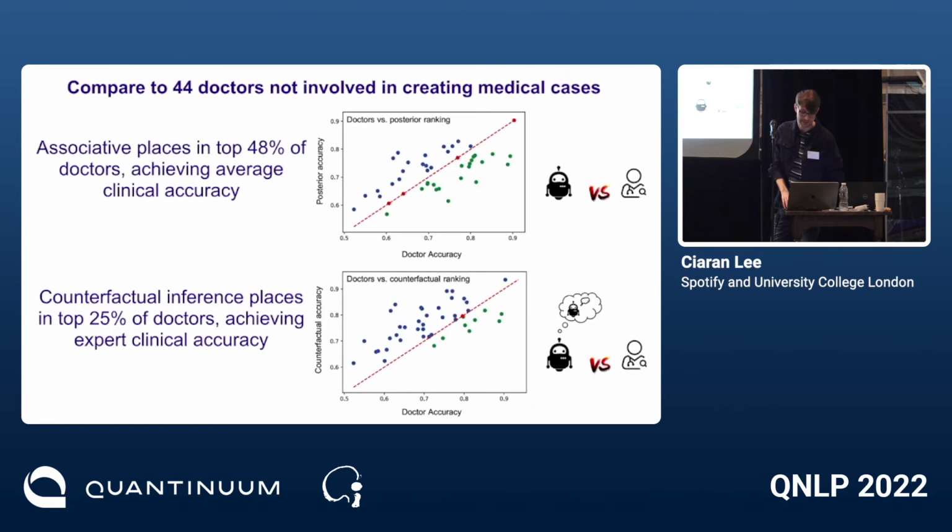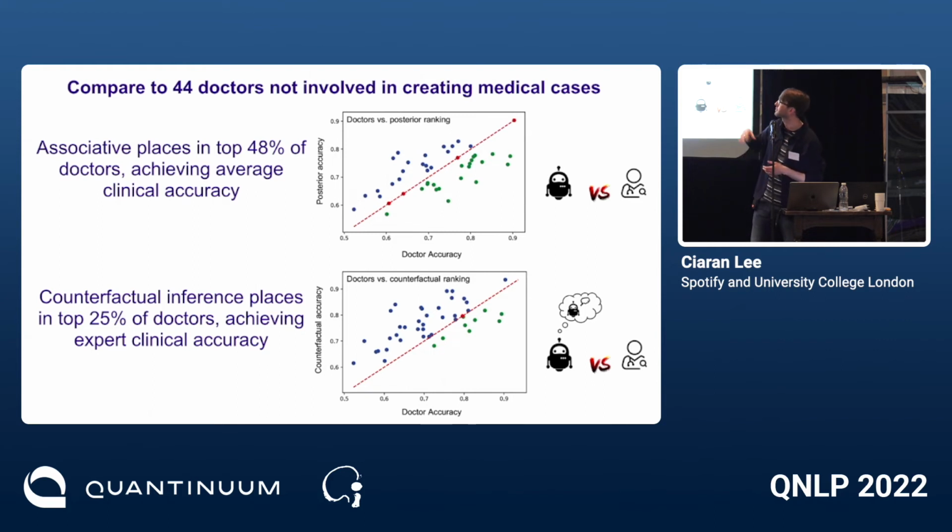The real question then is, if we compare to real doctors and compare their inference capability on the same set of tests, how does the standard Bayesian updating approach compare to the counterfactual approach? So we took 44 doctors who weren't involved in creating these 1,700 cases, and we compared how both algorithms did to how the doctors did. And you can see here on the top, we have this red line. If you're above that red line, the algorithm is doing better. If you're below that red line, the doctors are doing better.